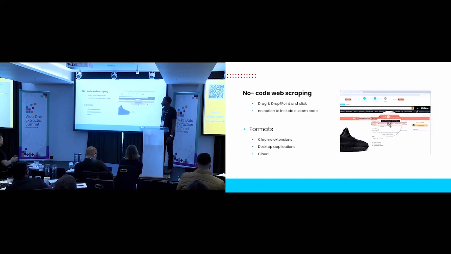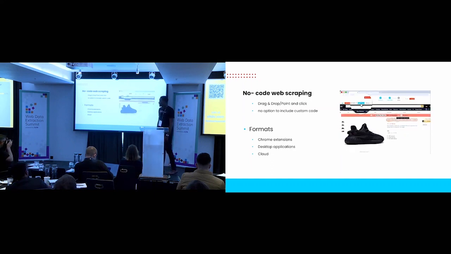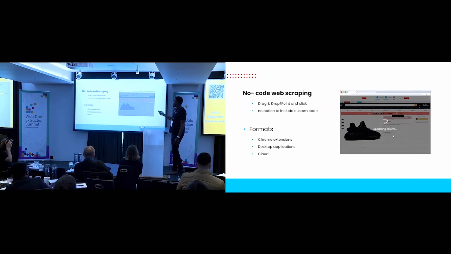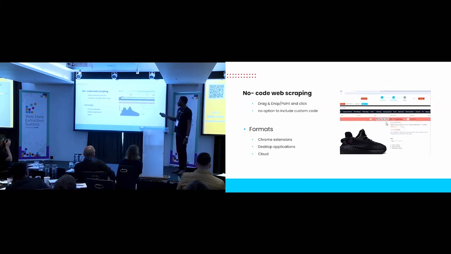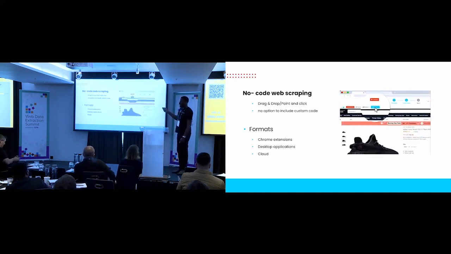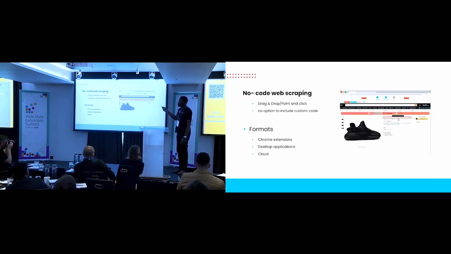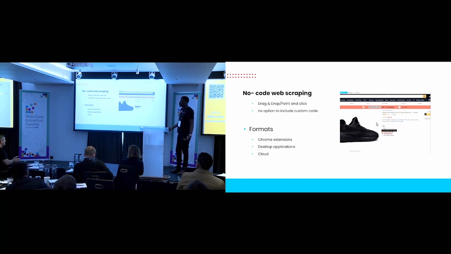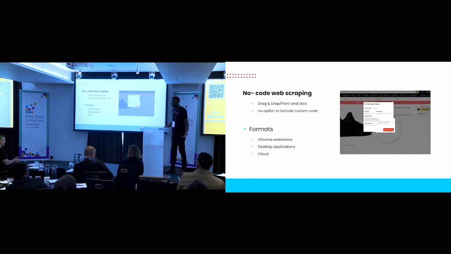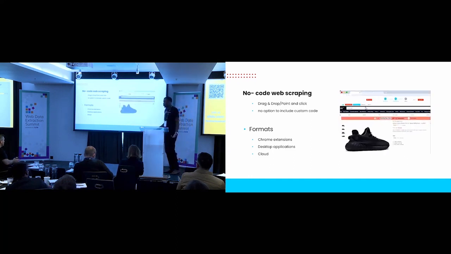So this is what a no-code web scraping tool would look like. You'd usually have a very, very nice interface, drag and drop, point and click, and you'll be able to visually pick the elements you want from a web page. They'll typically have no option to write any code or custom code. And they come usually as Chrome extensions, desktop applications, or SaaS tools.